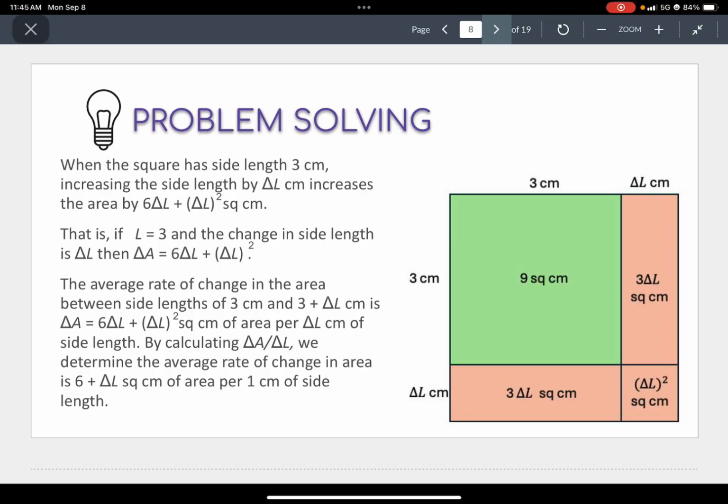If we look over on our square, we can see that the side length is increased by delta L centimeters, and delta L times 3 gives us 3 delta L for the area of the rectangle in the bottom left.